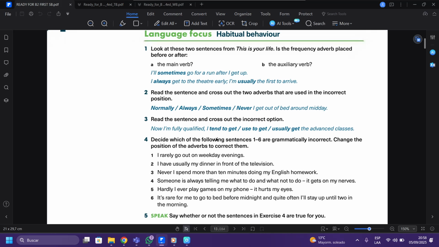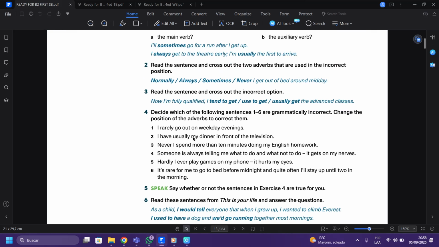Yes. The second one: I always get to the theater early, but I'm usually the first to arrive. We have two here, "always" and "usually", right? So, in the first clause, is it before or after the main verb or the auxiliary verb? The first one is before the main verb. And in the second one, is it before or after? After the verb "to be", right? Yes. That is so important. Perfect.